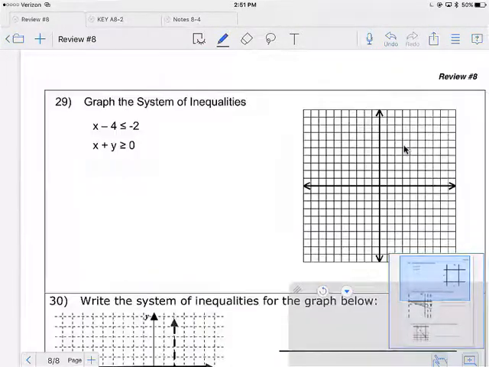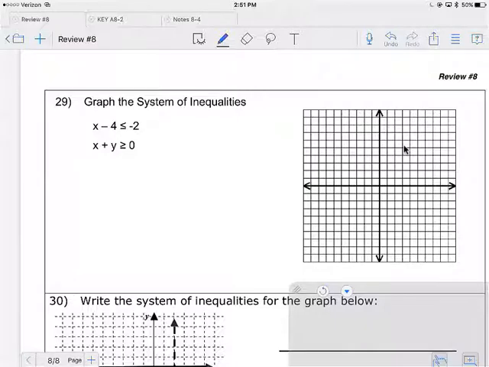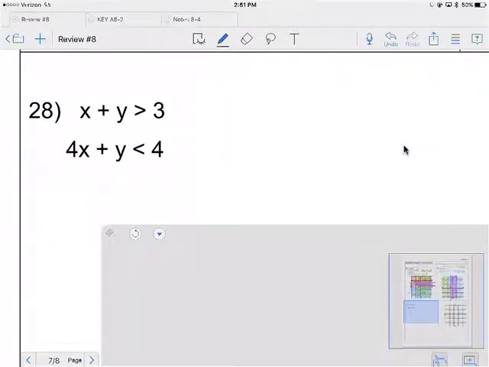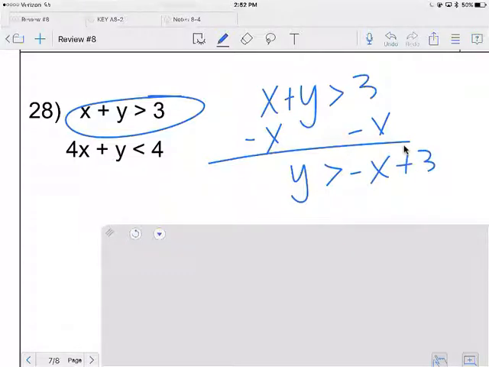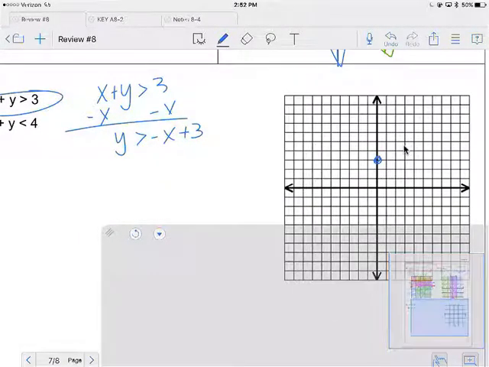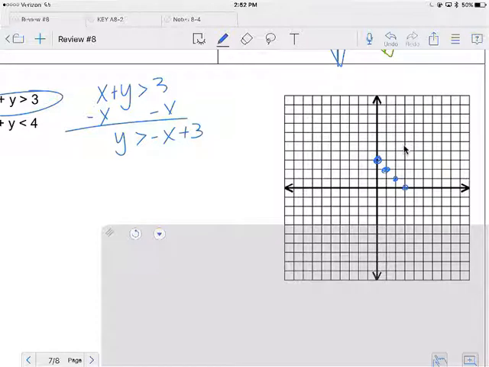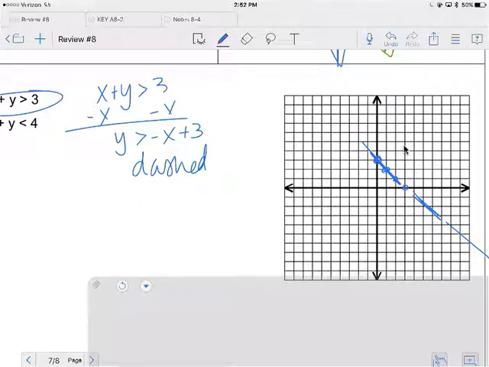28, we have 2 different inequalities here. So I need to solve for Y first before I can graph. I move X to the other side, and Y is greater than -X plus 3. I go up to 3. My slope is -X, so down 1, right 1. This is a dashed line. And Y is greater than 3. Greater than 3 would be like 10. 10 is up at the top, so I shade up to the top.